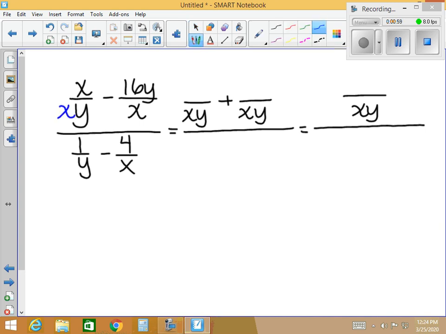When I'm moving to write them over their common denominator, I need to multiply the top and bottom of the first fraction times x, and multiply the top and bottom of the second fraction by y. So I end up with an x squared here and a minus 16y squared there. And because they're not like terms, when I put them together, the best I can do is write x squared minus 16y squared.